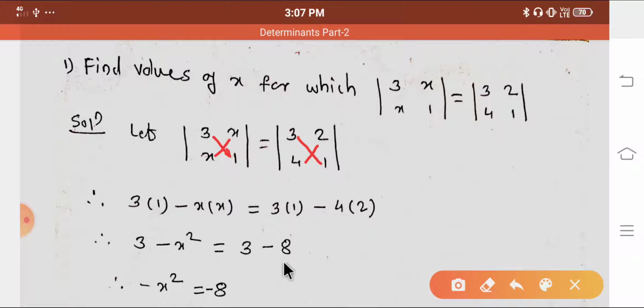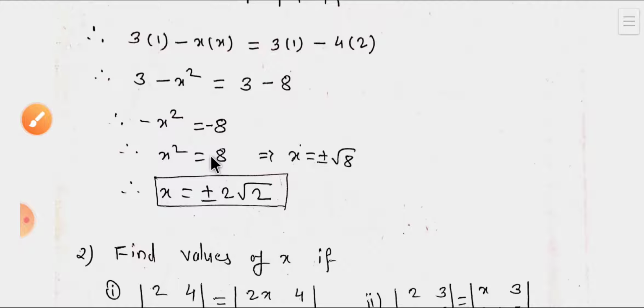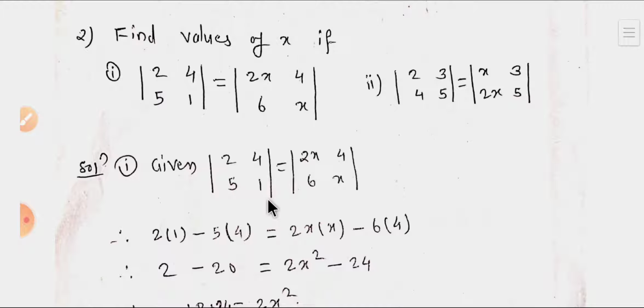On both sides 3 gets cancelled, so minus x square equals minus 8, or x square equals 8, the minus sign gets cancelled. This implies x equals plus or minus square root of 8. The square root of 8 is 2 root 2. Therefore x equals plus or minus 2 root 2. Hence the solution.